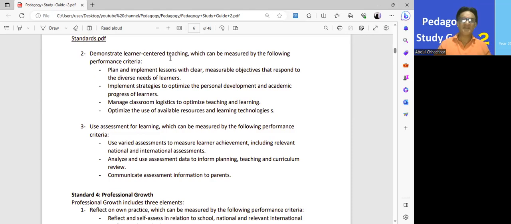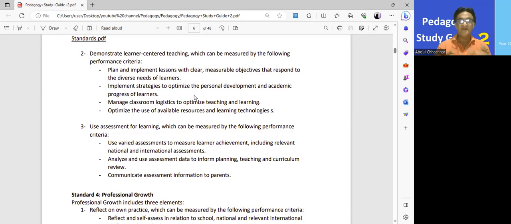So mostly in schools we follow learner-centered teaching. We discourage lecturing and more talk time of the teachers. Okay, plan and implement. Make sure whatever you plan and implement should be very clear, measurable. As I said, implement strategies to optimize personal development and academic.